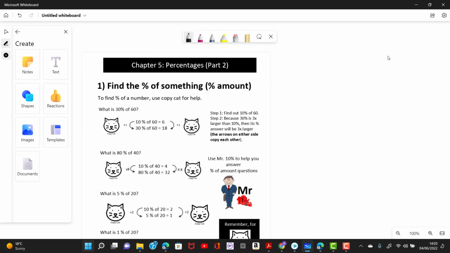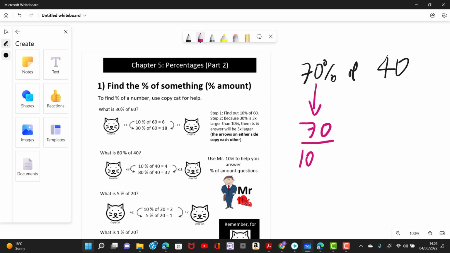So this is what you have to do if you want to know what, say, 70% of 40 is. All you got to do is put the 70, remember, percent means out of 100, so all you got to do is put the 70 over 100, and then of means times, and 40, and put it over 1. And how do you times fractions? So fraction, you just times top by top and bottom by bottom. But don't forget you can simplify as well.